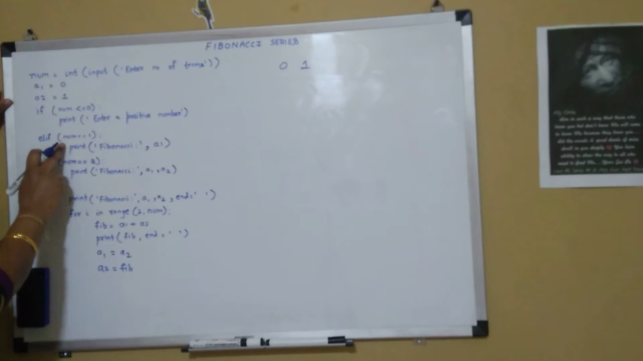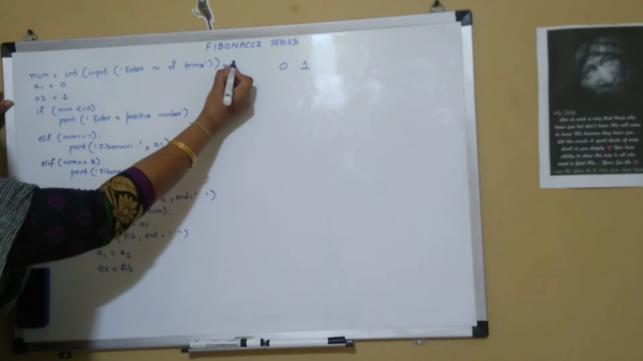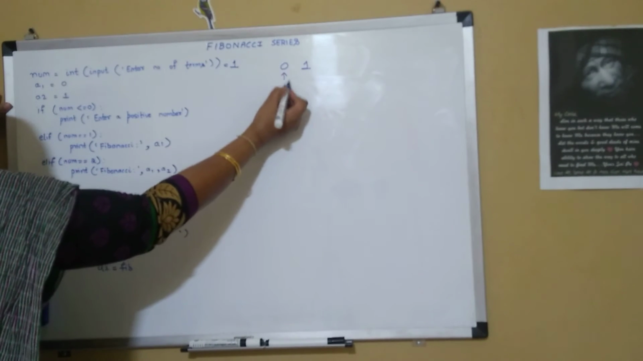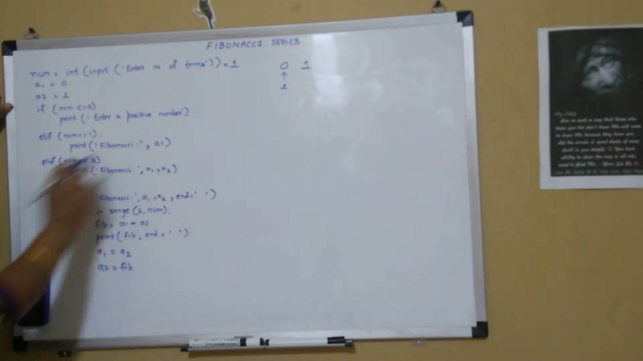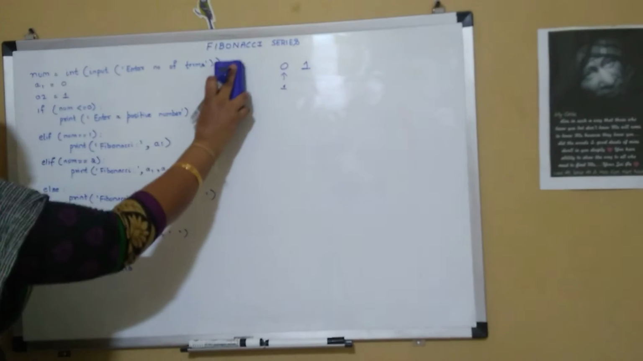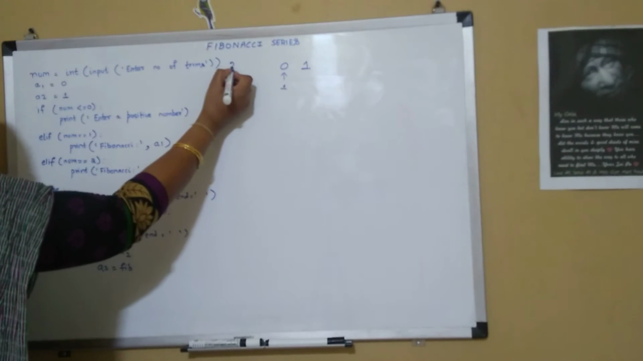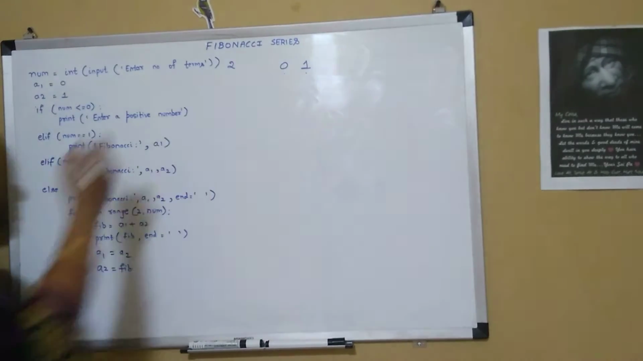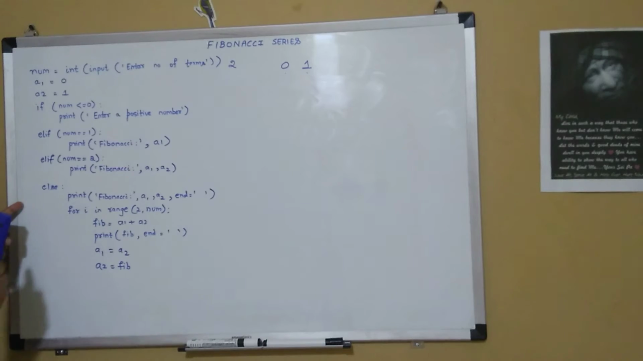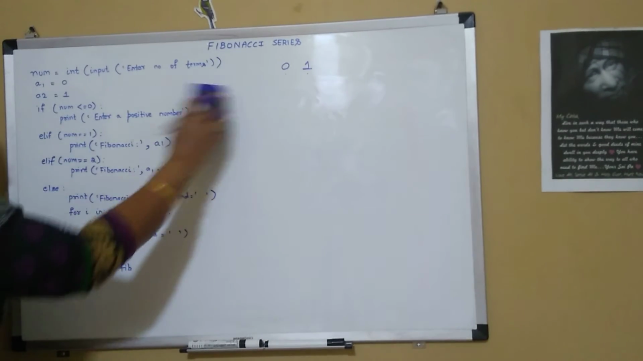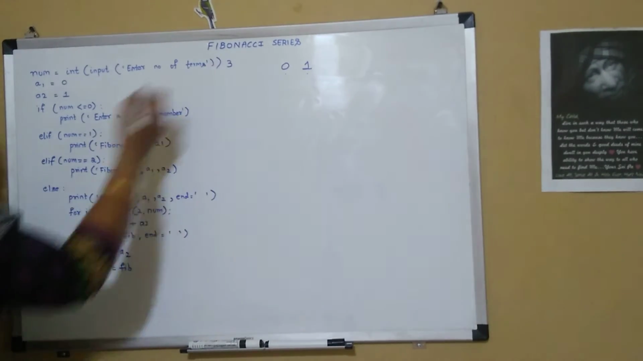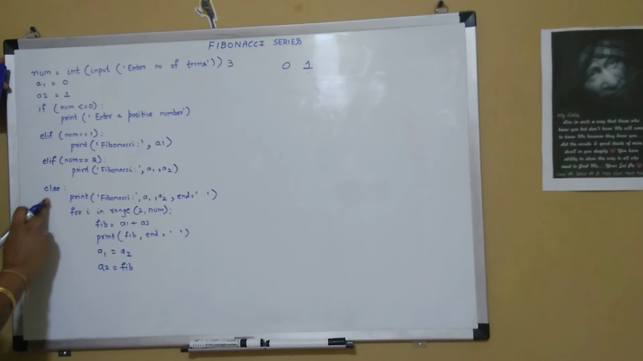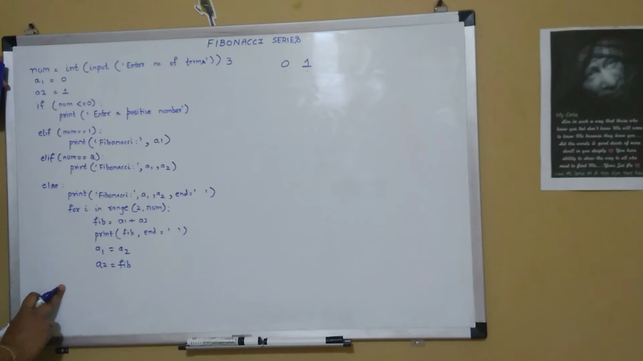Else if the user enters the number of terms as 1, then we have to print the first term, that is 0. So we print a1. And if the user enters the number of terms as 2, then in that case we print 0 and then a1. Else if the number is greater than 2, that is if the user enters 3 or any other number greater than 2, then it enters this particular loop.